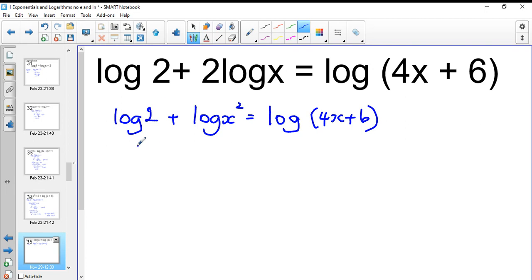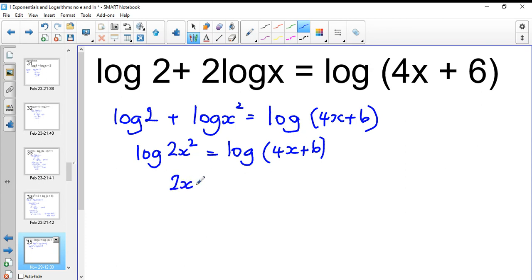Now we can use law 1 and say that's log to base 10 of 2x squared equals log to base 10 of 4x plus 6. And now we've got a log equal a log. So this must equal this. So I'm going to get rid of those logs and I'm just going to equate the two things that are being logged. That must be true. If that equals that, if that's true, then that must be true.